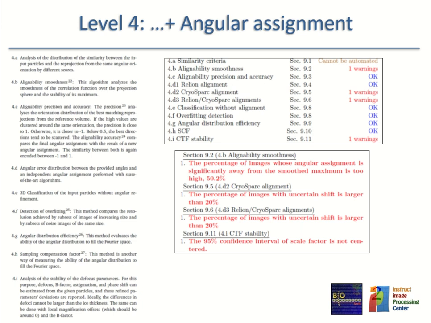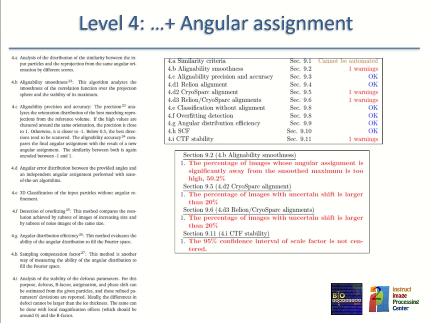And for instance, here we see that in this particular set of particles, the number of particles whose angular assignment is significantly away from the smooth maximum is too high. So these are particles that are difficult to align. According to CryoSPARC, there is a percentage of images with uncertain shift. So more than 20% of the images have an uncertain shift.